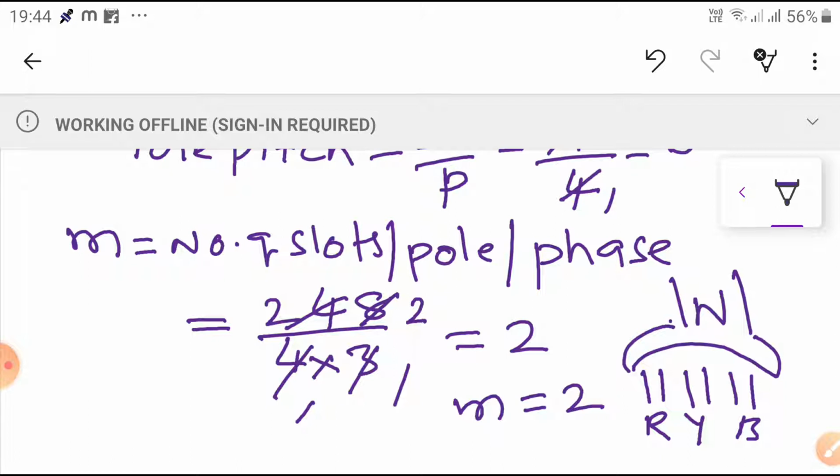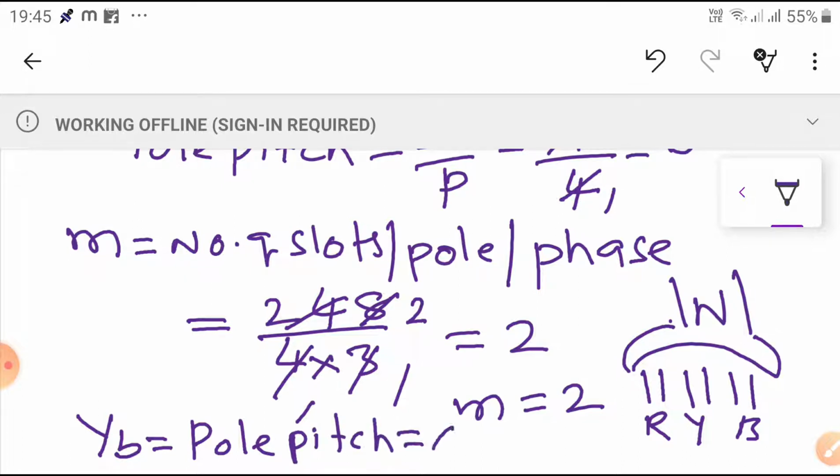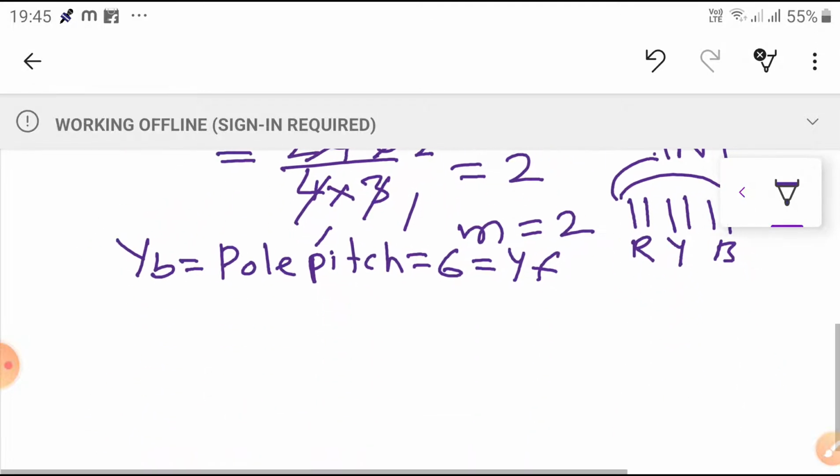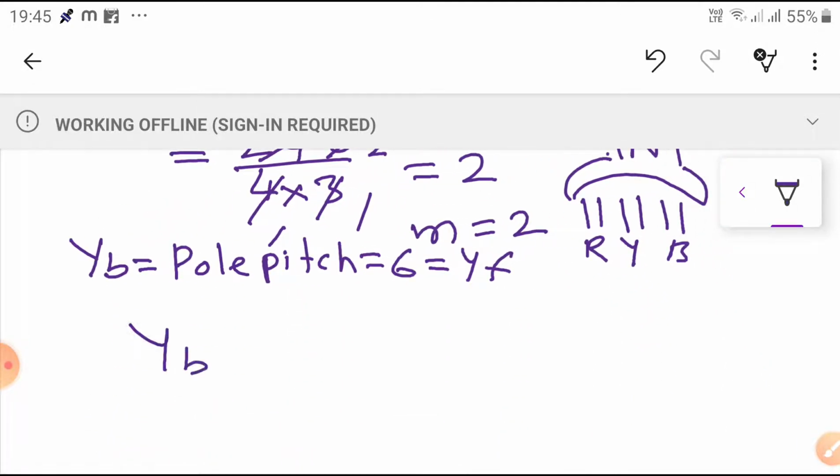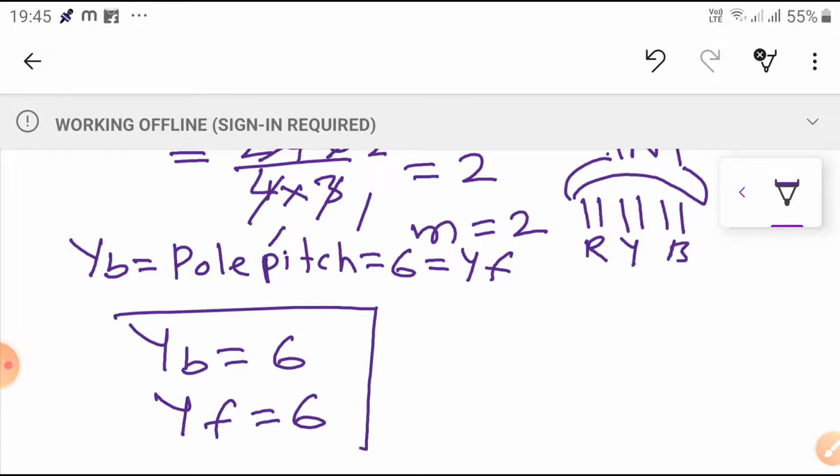Now, let us assume, back pitch is equal to pole pitch here. That pole pitch is equal to 6, and that is equal to YF. Hence, YB is equal to 6 and YF also we take as 6. So, these are the 2 key points.